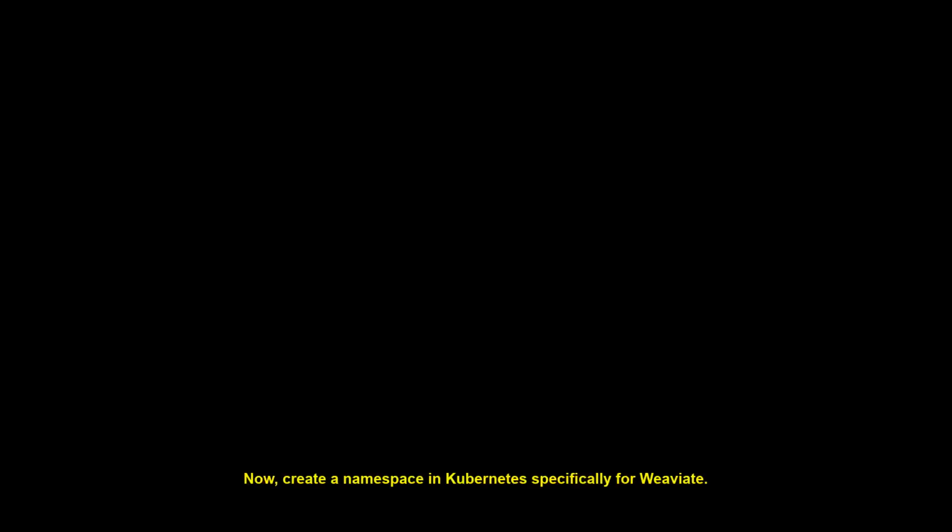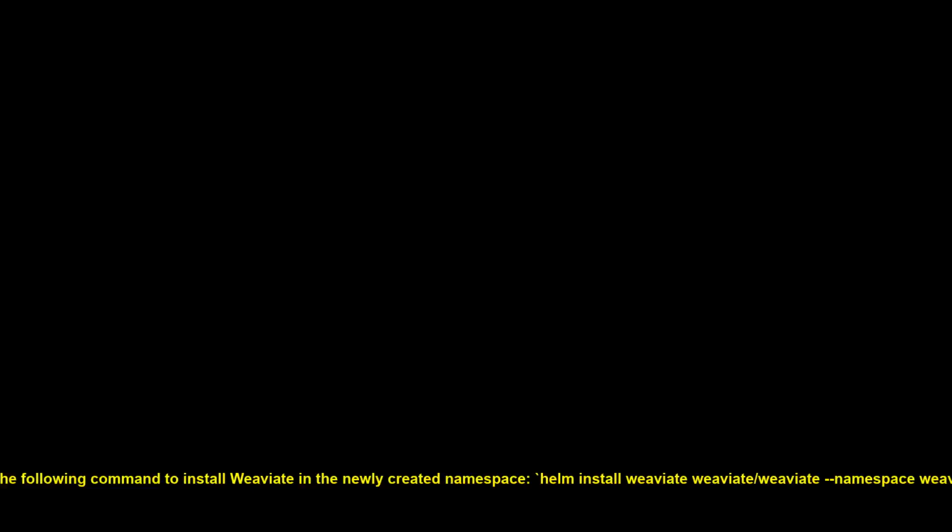Now, create a namespace in Kubernetes specifically for Weaviate. Use the command kubectl create namespace weaviate. This helps to manage resources more effectively. After the namespace is created, you can begin the installation of Weaviate. Run the following command to install Weaviate in the newly created namespace: helm install weaviate weaviate/weaviate --namespace weaviate.